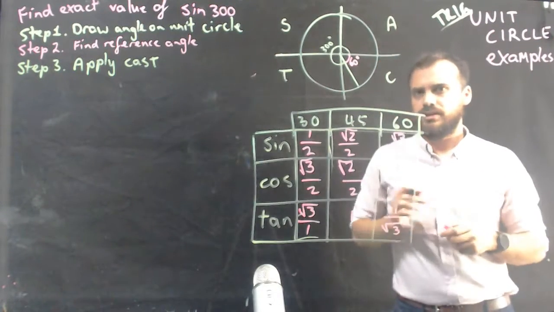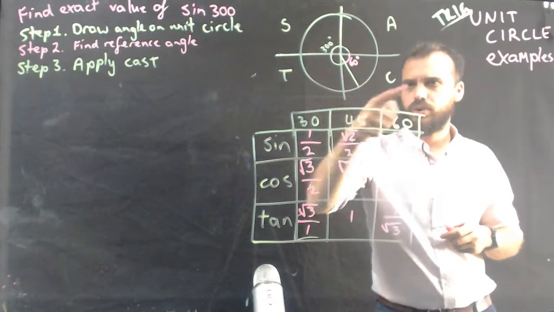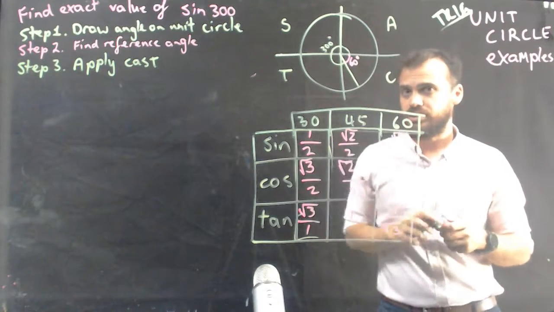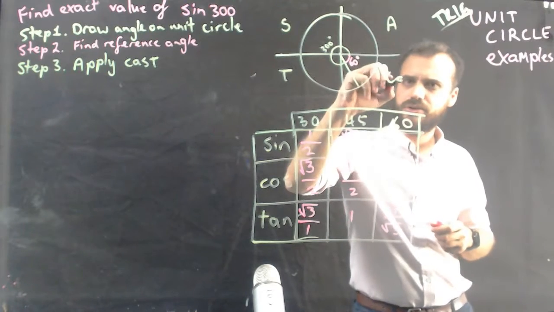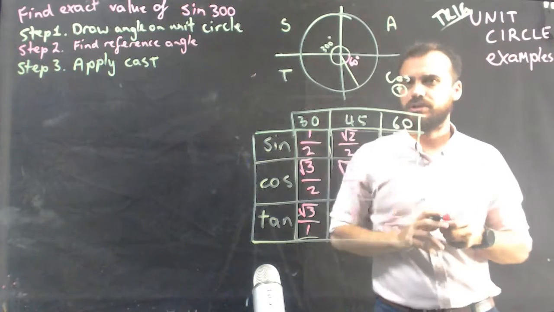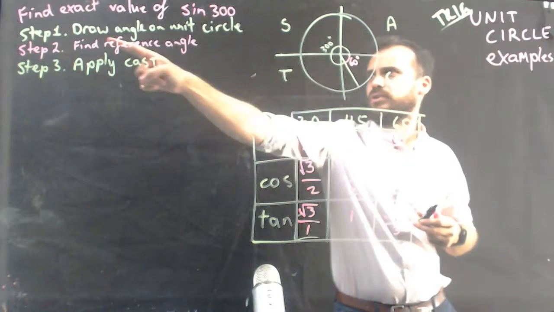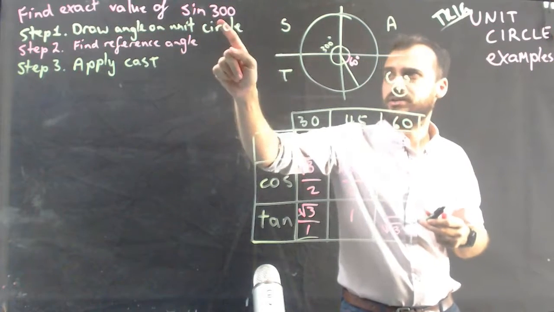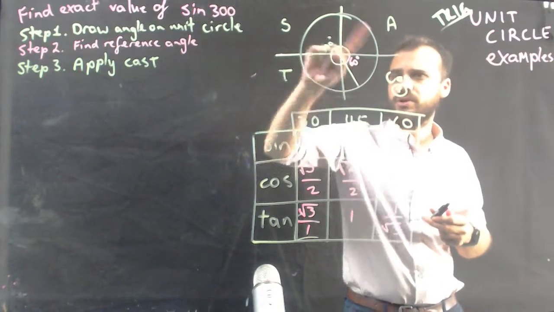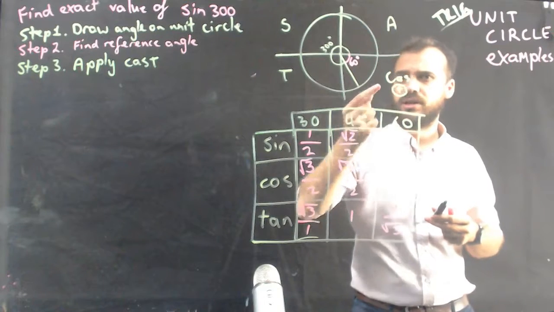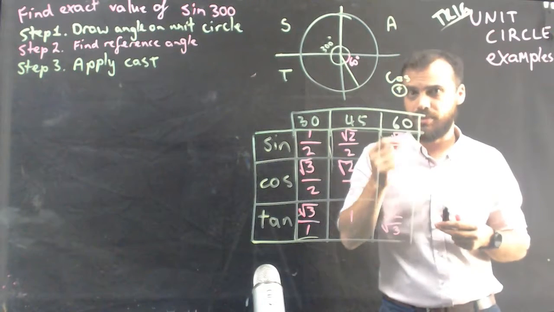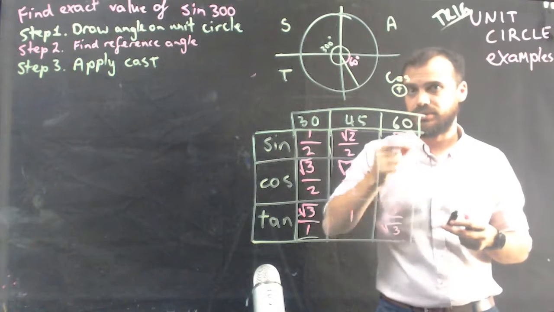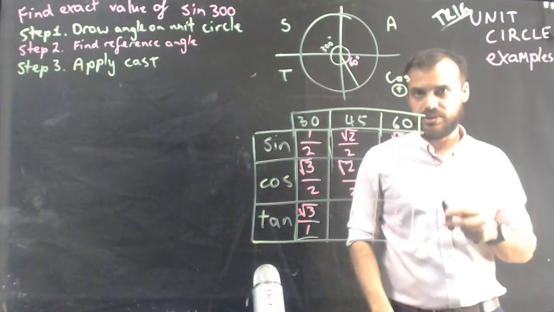C-A-S-T. Now, we're in the fourth quadrant, which is the C quadrant. That means that only cosine is positive in this quadrant. What are we doing? We're doing find the exact value of sine 300. So we're doing sine. So if we're in this quadrant and we're doing sine, then we know that our answer must be negative. Great. Fourth step.